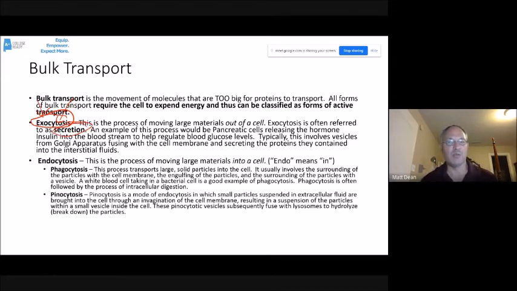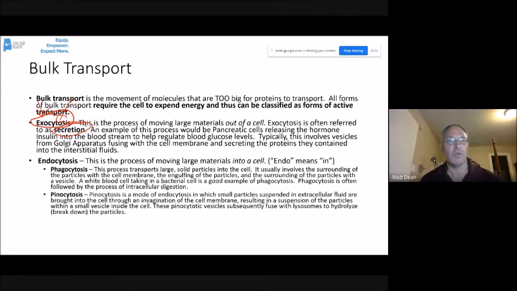An example of this would be when pancreatic cells release the hormone insulin into the bloodstream and the fluids around the pancreatic cells. Typically, this involves vesicles from the Golgi apparatus filled with insulin, fusing with the cell membrane, and then pushing insulin out of the cell and into the interstitial fluids that surround it.